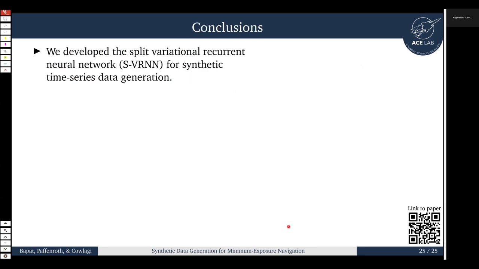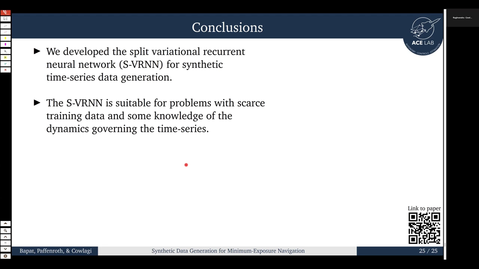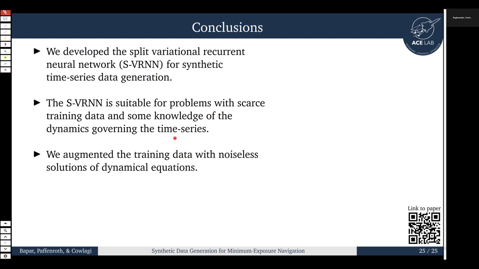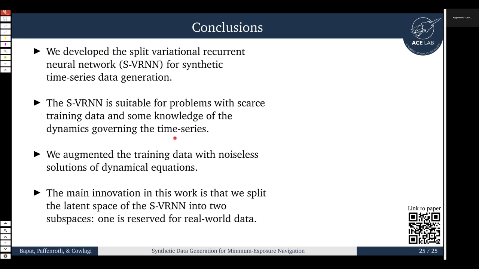Just to conclude this presentation, we developed this split variational recurrent neural network for synthetic time series data generation. When we know something about the time series in terms of dynamics, we don't assume exactly what the process and measurement noises look like, but this is suitable for problems where the training data are scarce and some knowledge of the dynamics underlying the time series is available. The key idea here is that we augment the training data with noiseless solutions of the dynamical equations, and then we split the latent space of the variational recurrent neural network to accommodate these two pieces of the augmented data.